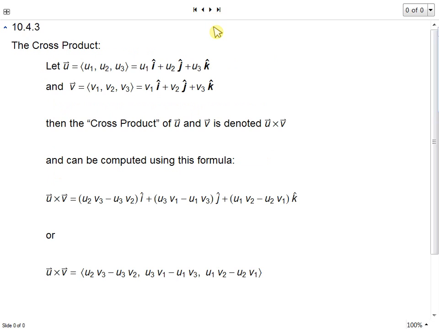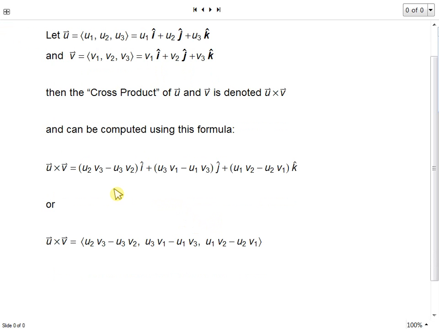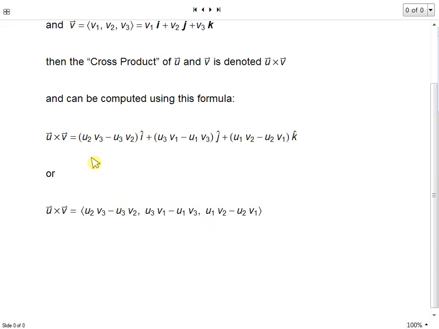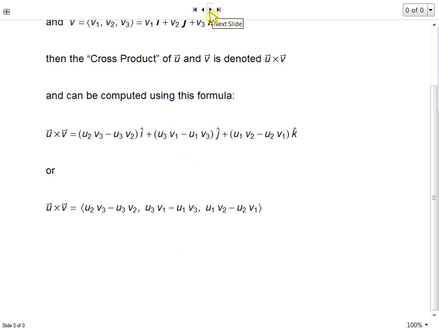All right, so here's the cross product. Let u and v be two vectors, and then the cross product is denoted with the old school multiplication symbol, a cross. It can be computed directly with these two formulas right here. You can memorize these formulas if your brain works that way. Or you can do it using a process, and that's the way most people learn to do cross products. That's what I'm going to try and do in this class.